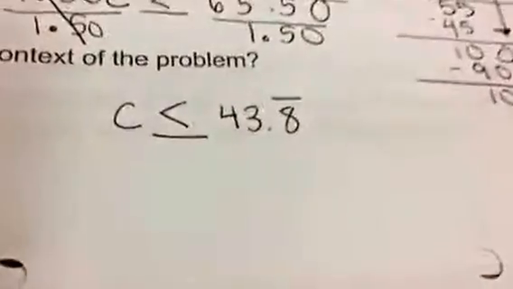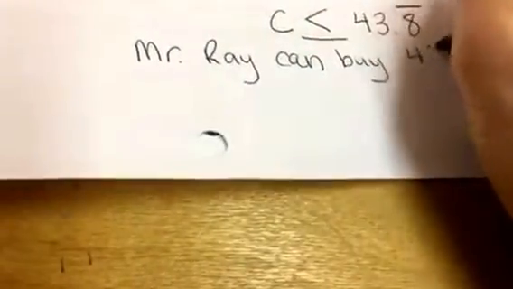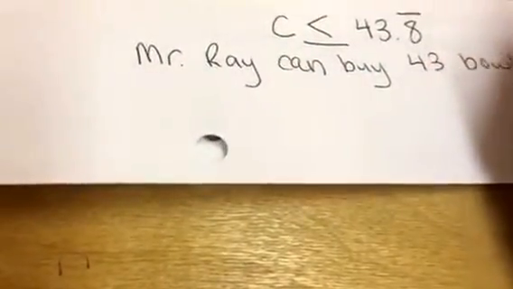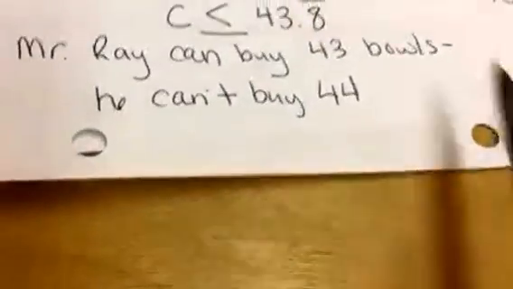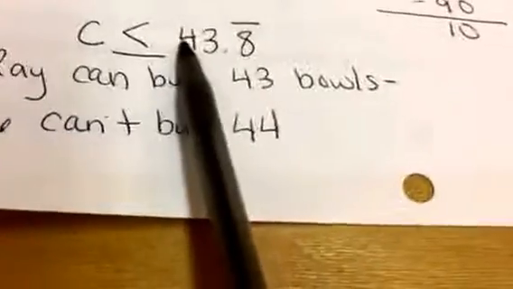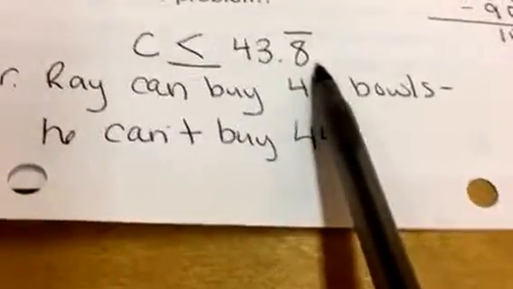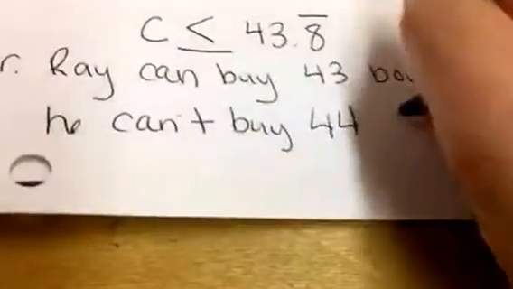Okay, so what I know is that Mr. Ray, this is the context now, can buy 43 bowls. He can't buy 44. Some kids in my first period were saying, well, 43.8 is really close to 44. But he can't actually buy 44 bowls, even though it is close, because he doesn't have enough money.